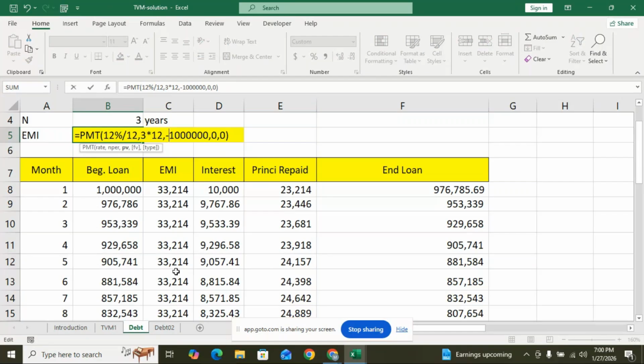Yes, ma'am, I got 0. Yeah, super. If you've got 0 for 36 months, it's fine. Even if it is a fractional amount, it's fine.